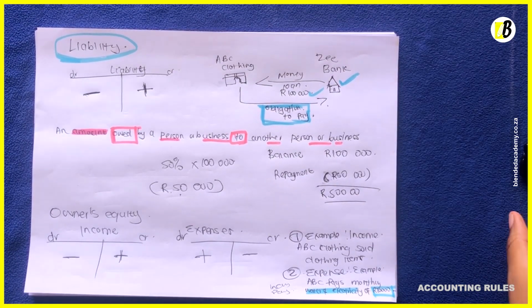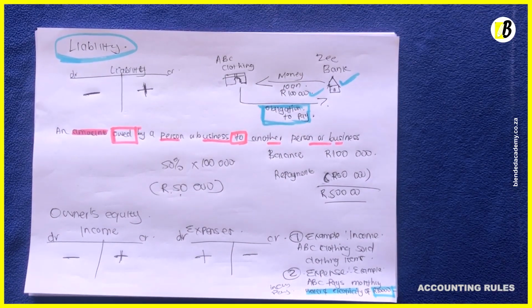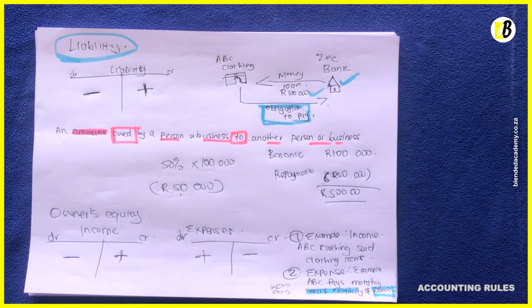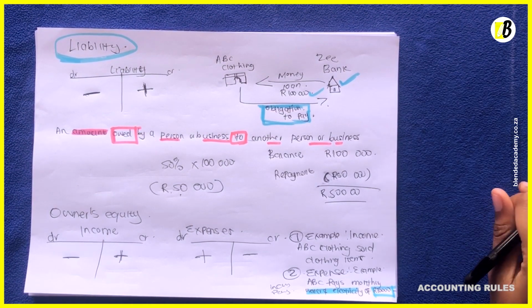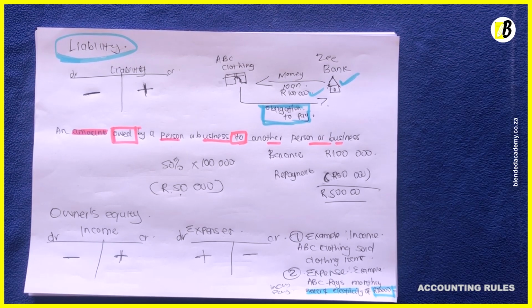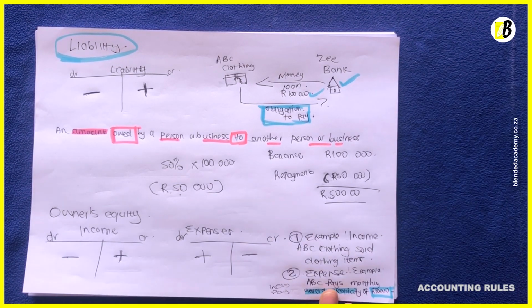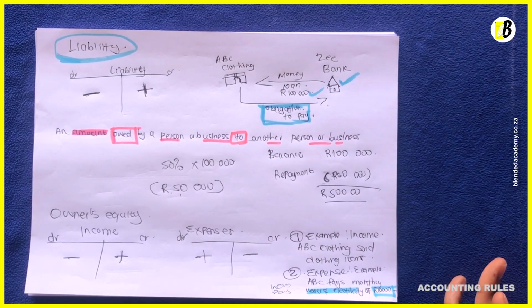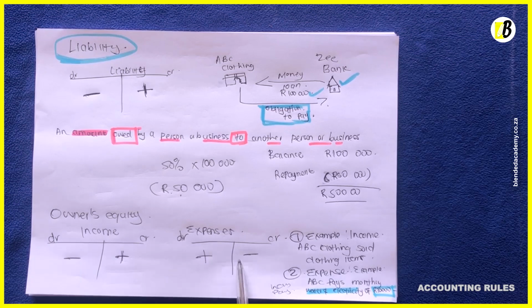Okay guys, now let's look at an example of an expense. Now let's say that ABC pays monthly water and electricity for 10,000. So now we're saying that this monthly water and electricity of 10,000 is an expense. And then when it is incurred, you have to debit it because it's increasing. And then when you pay for this expense, you need to credit the payments, the bank, because now there's an outflow of money from your account.